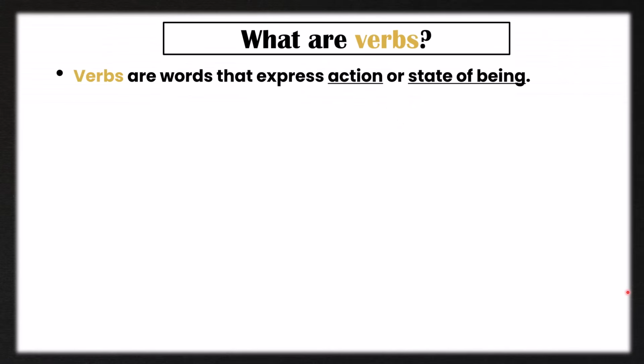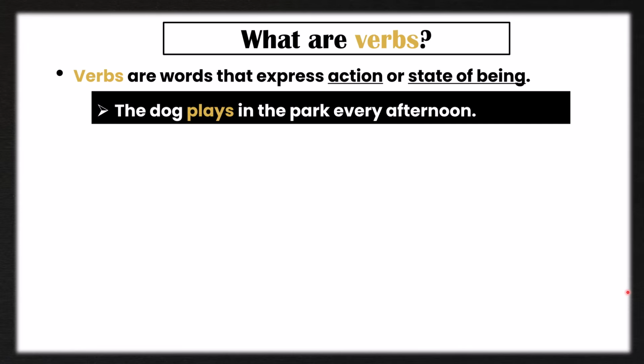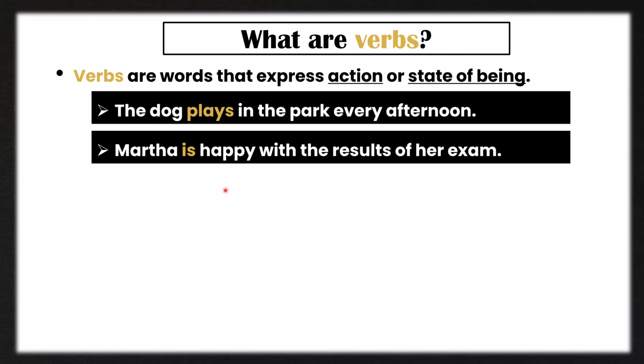Now let's talk about verbs. And verbs are words that express action or state of being. For example, the dog plays in the park every afternoon. Plays is a verb. It's the action performed by the dog. Martha is happy with the results of her exam. Is a state of being verb. And verbs can be in different tenses, the present tense, the future tense, or the past. For example, the dog played yesterday, or Martha was happy with the results.